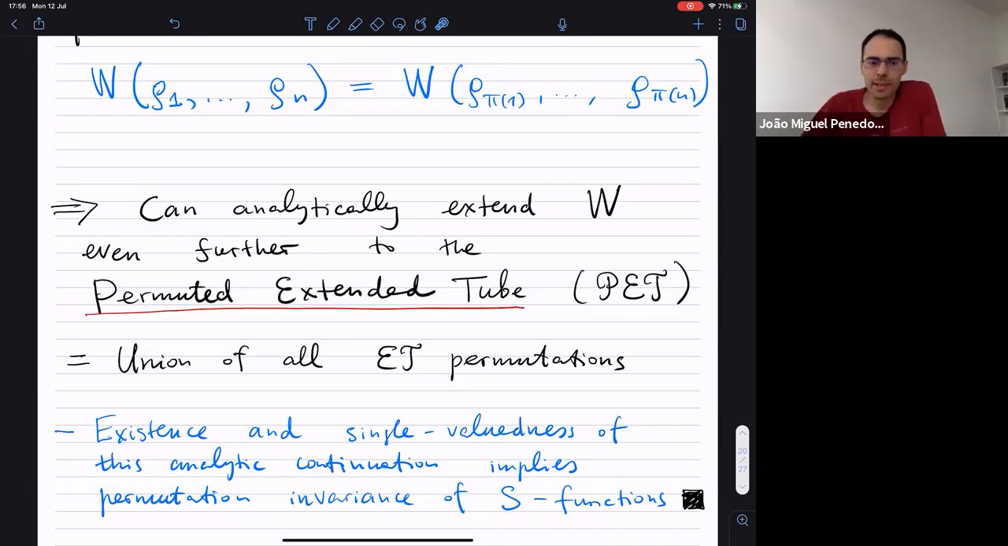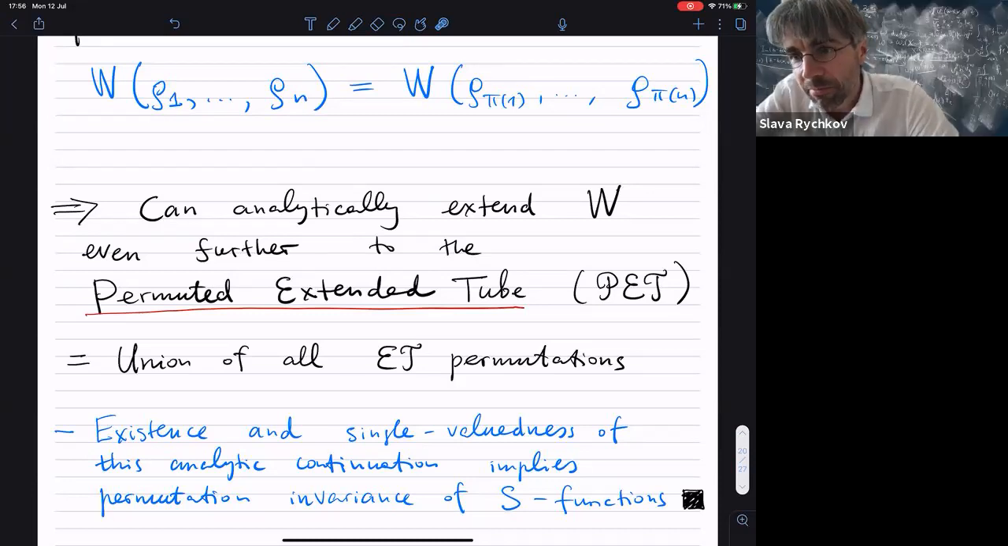Is this permuted extended tube what they call a natural domain of analyticity or something? No, it's not. And actually this opens a whole new field of research to understand how it can be extended even further. And it has not been fully understood except in some cases, maybe for three-point functions.